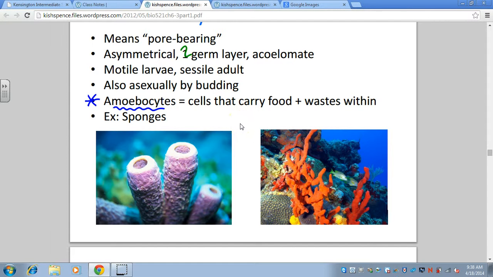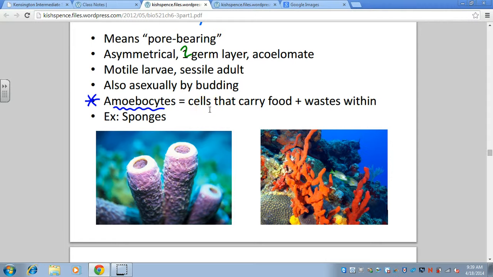They reproduce sexually using external fertilization, so they release sperm and they release eggs and they meet out in the water, and by high numbers, the chances are that they can have fertilization and make babies. But they also can reproduce by budding. So a little one will grow off the side and then break off and fall to the ground and form another one. They have some really cool cells.